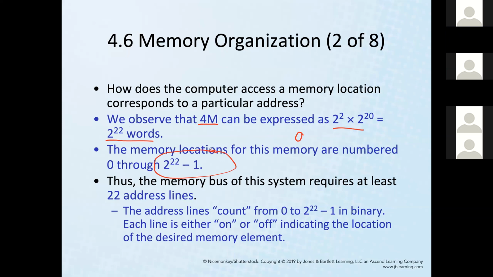Okay, so the total is 2 to the power of 22, which is 4 meg addresses. Each address keeps 1 word, 16-bit. And in the last sentence, it says that the memory bus of this system requires at least 22 address lines, which we already discussed. It counts from 0 up to 2 to the power of 22 minus 1 in binary, okay? And we represent information on a wire just by having the wire on or off. So we keep the wires on, off, and each wire represents 1 or 0 based on the voltage on it. Any question? Okay. Let's move to the next slide.